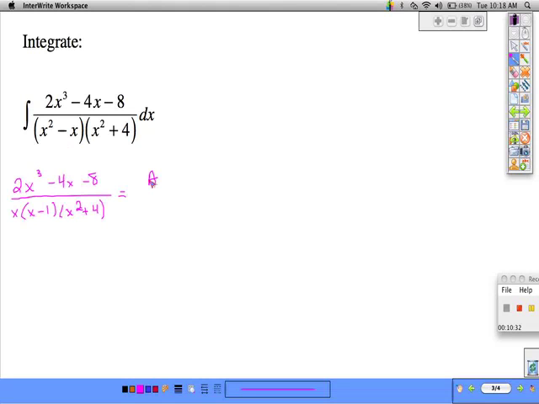I'm going to have A over x plus B over x minus 1 plus something over x squared plus 4. But since x squared plus 4 is not a linear factor, it's a quadratic factor, the numerator needs to be linear. It's going to be Cx plus D. And now, just like before, I multiply by my LCD. And we look at what happens.